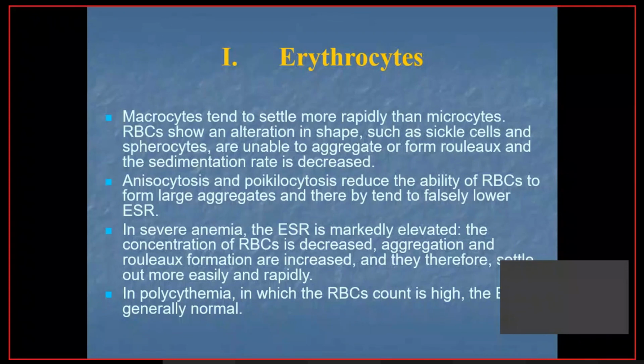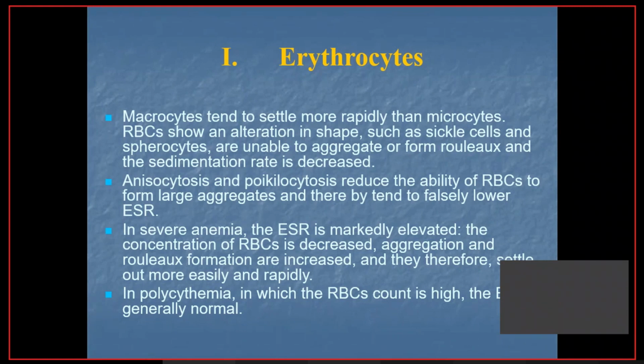Macrocytes tend to settle more rapidly than microcytes. RBCs that show an alteration in shape, such as sickle cells and spherocytes, are unable to aggregate or form rouleaux, and the sedimentation rate is decreased. So you can see that macrocytes or microcytes are able to sediment.